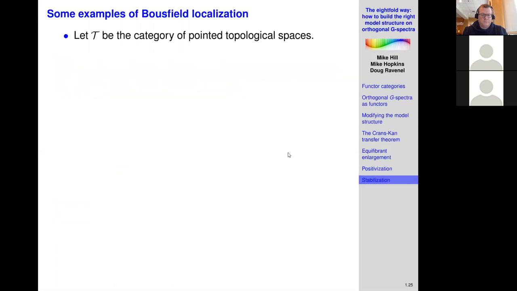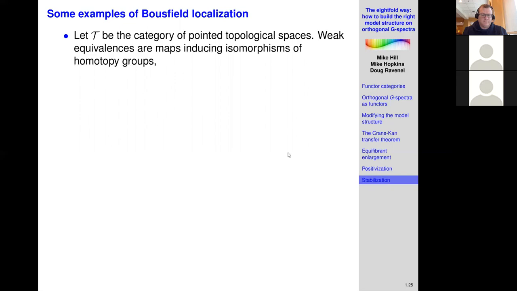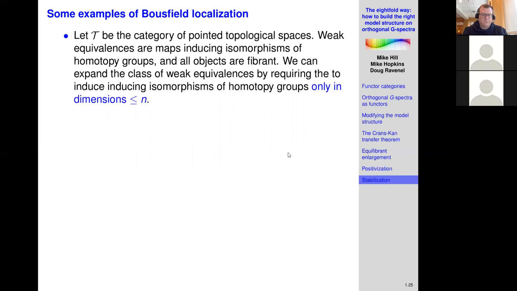So here are some examples. Let's say T is the category of pointed topological spaces, as it's usually defined. That means weak equivalences are maps that induce isomorphisms of homotopy groups, and all objects are fibrant. Now, let's say we expand the class of weak equivalences by saying we don't need a map to induce an isomorphism in all homotopy groups, but we only want it to do so up through dimension n. Suppose that's our notion of weak equivalence.